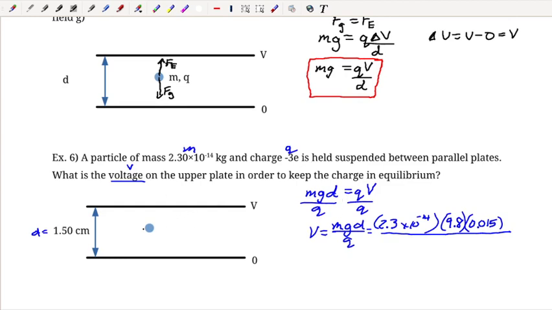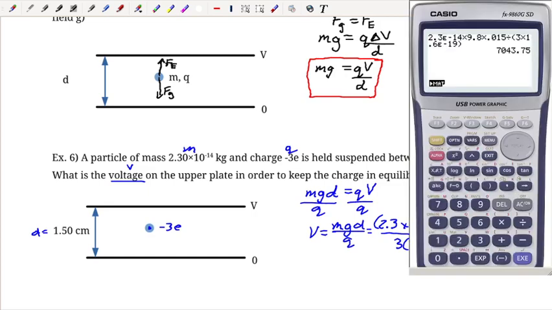So in other words, I'm not going to put the negative in, because if this is negative 3e, this voltage must be positive in order to attract this charge. If it's a negative voltage, it's going to repel this charge and the charge is going to fall. So I'm going to put in just 3 times 1.6 times 10 to the minus 19 and see what that gives me. And my calculator reveals that I need a voltage of 7,040, to 3 sig figs, 7,040 volts in order to keep this negative charge suspended due to gravity.